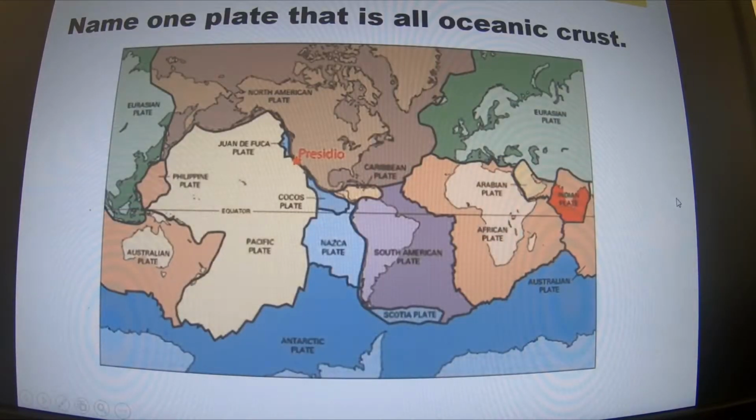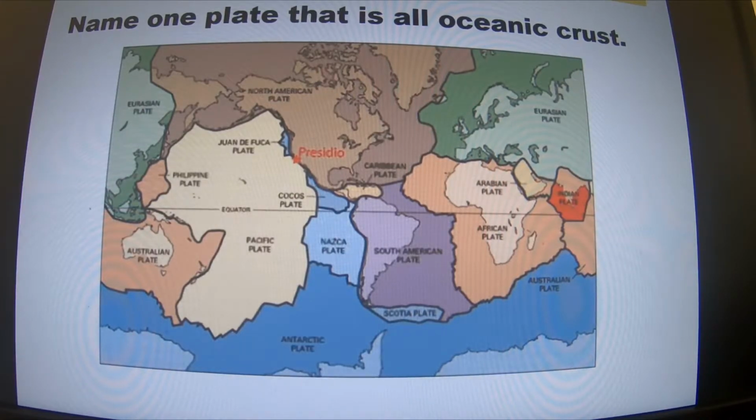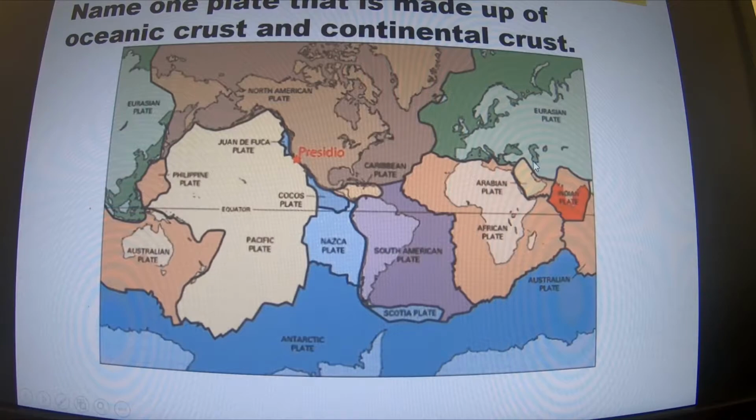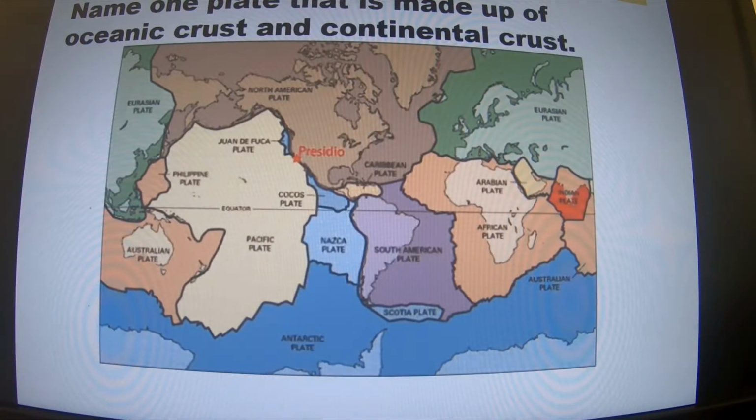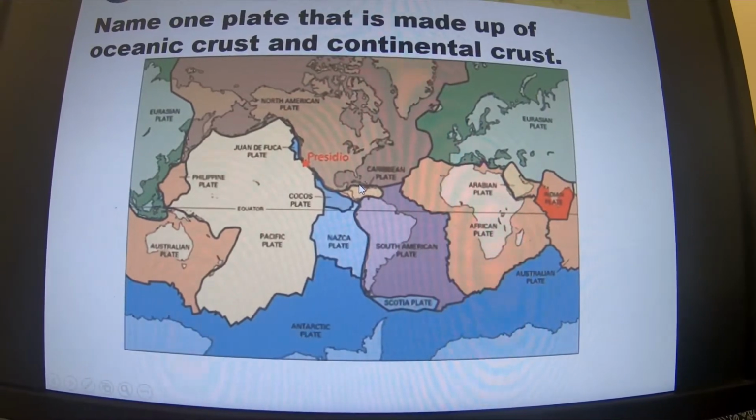Now, can you find one plate here that is all ocean? That doesn't cross any continents or any land masses. There is one. So pause the video, see if you can find it. And can you name one that's made up of oceanic crust and continental crust, which means it goes over land and also over oceans? There's a few of these. This is a lot easier to find. Sorry, I still think it's a little off there. There we go.